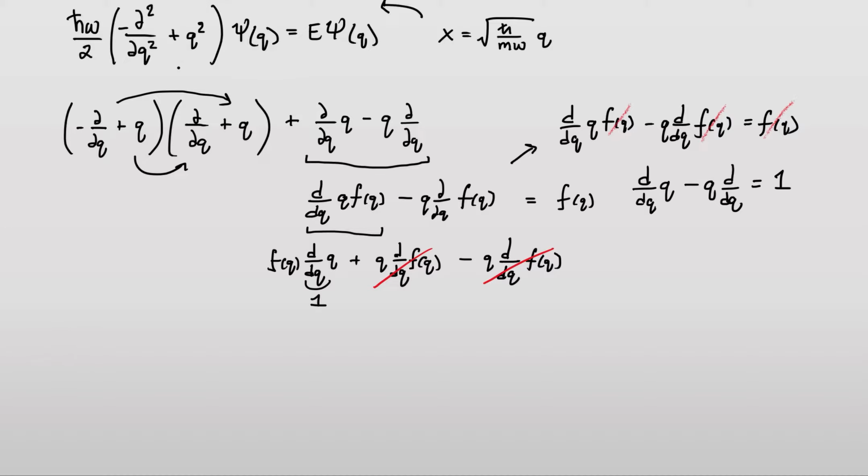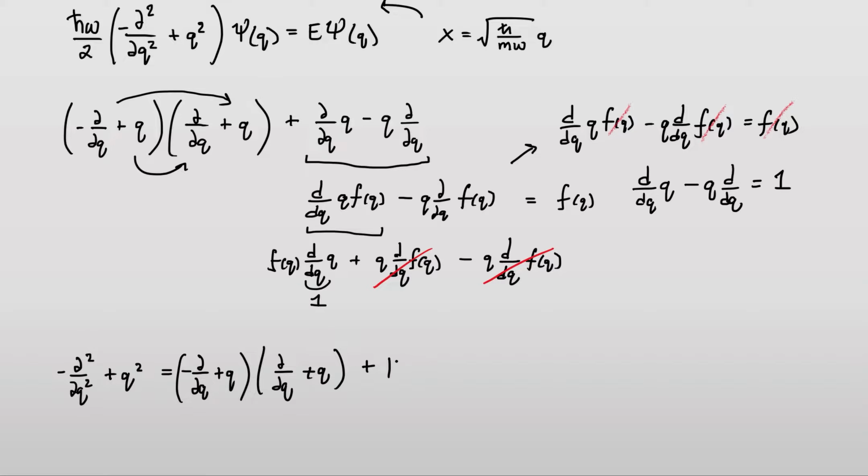What we get is that all of this right here, d/dq squared plus q squared, is equal to this right here, so d/dq plus q times d/dq plus q, and then plus 1, because this came from those two inner FOIL terms.